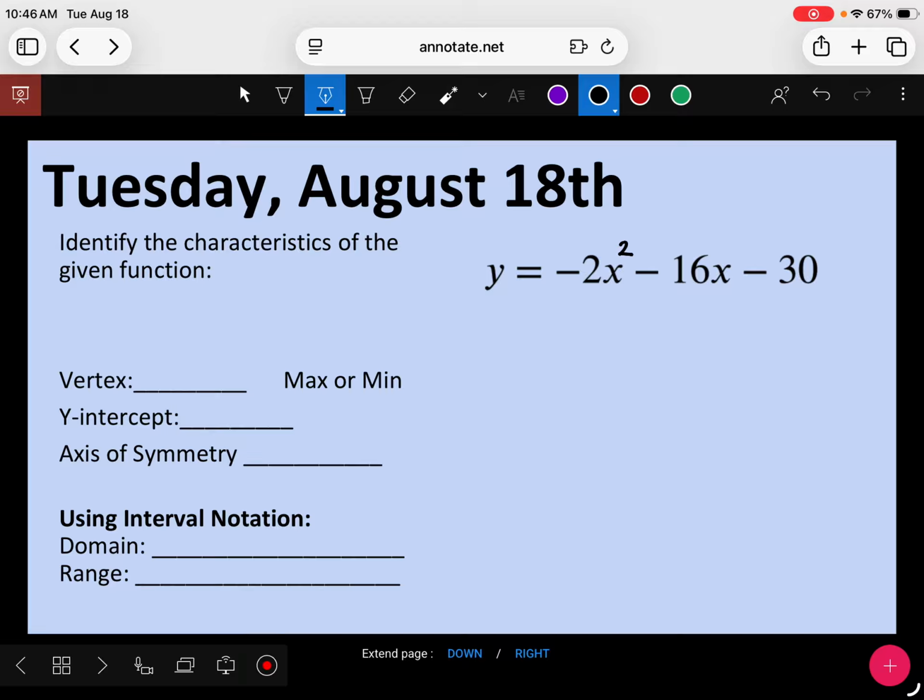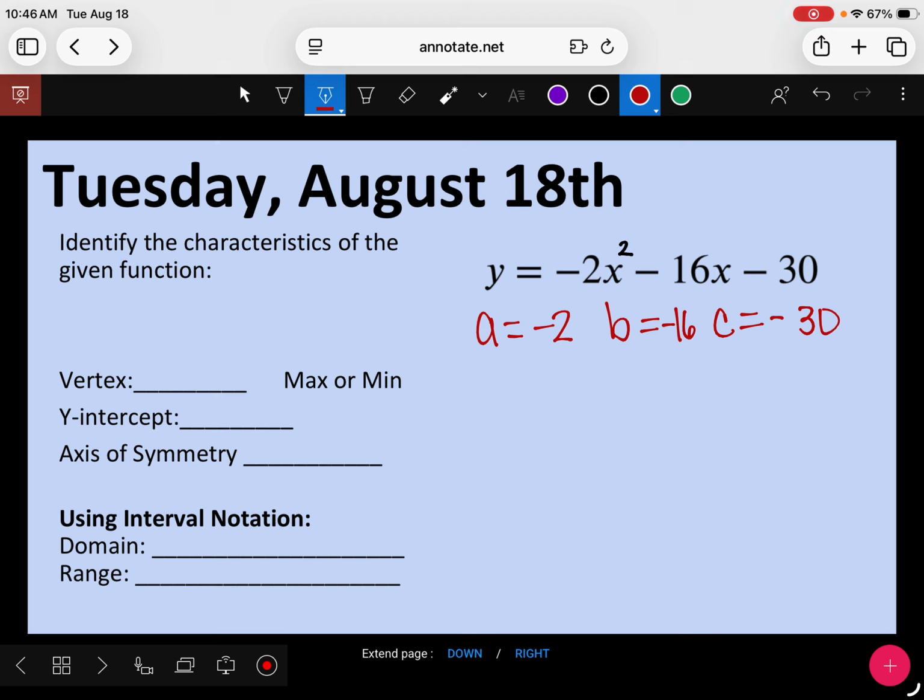So first things first, we need to identify A, B, and C. Crystal, what's A, B, and C? And what's the last one? I didn't hear you. Negative 30. Good. All right.